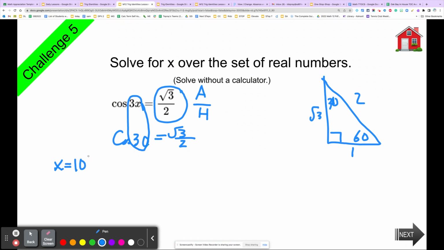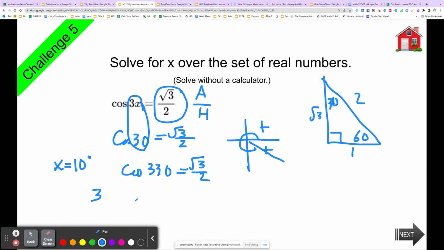I also know that cosine is positive in the first quadrant and the fourth quadrant. And so I also know that the cosine of 330 also equals root 3 over 2. So that must mean that 3x equals 330, so x must equal 110.